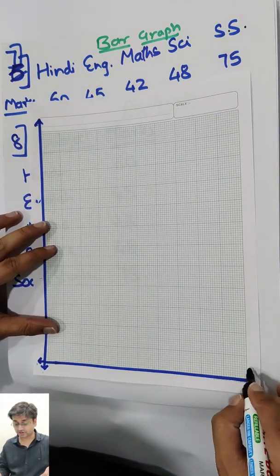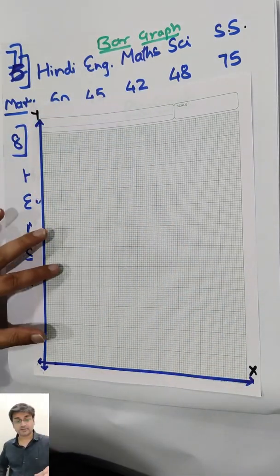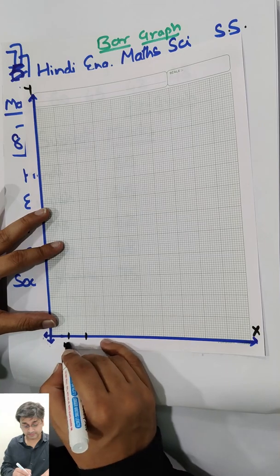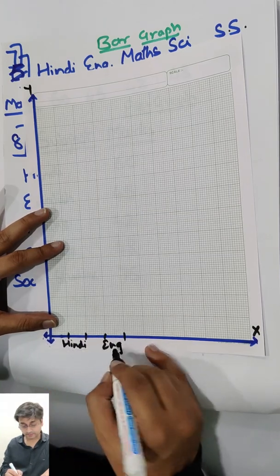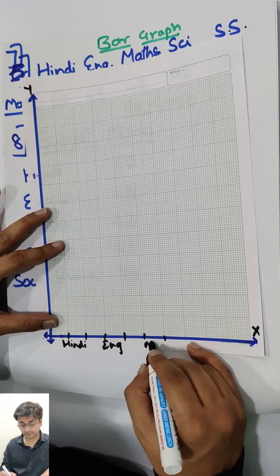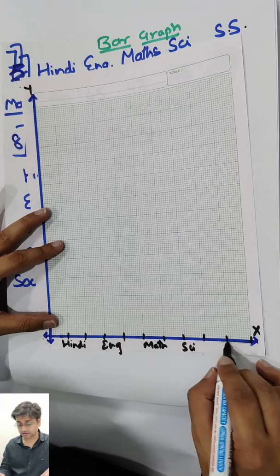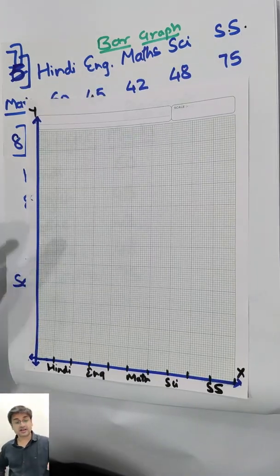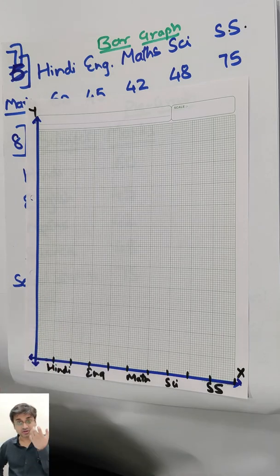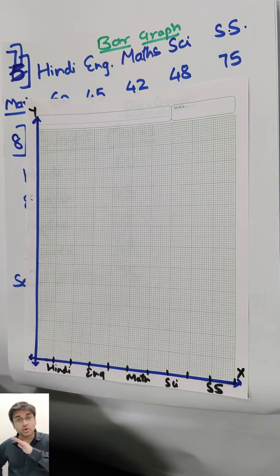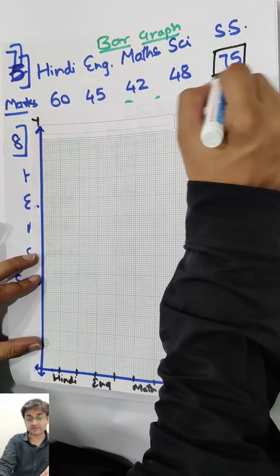So first X and Y, step 1. Step 2, calibration. So here it's going to be Hindi, English, Maths, Science and Social Studies. Let me tell you, in the exam you're supposed to use only pencil and nothing else. Right now I'm using marker so it's visible for you all. Otherwise only pencil. Okay. Now calibrating the y-axis, the highest seems to be 75.